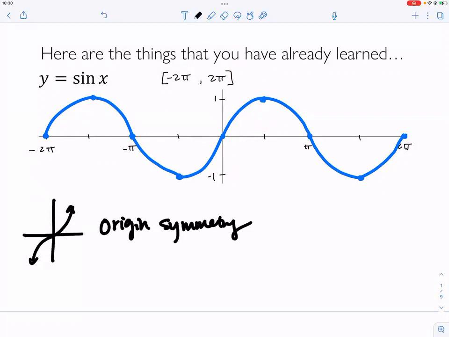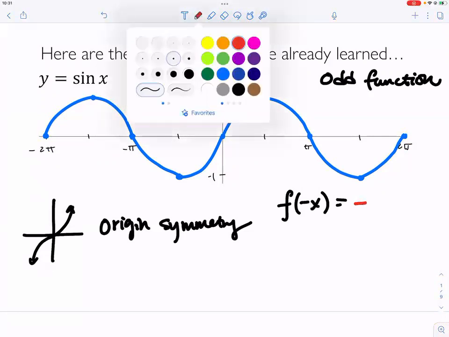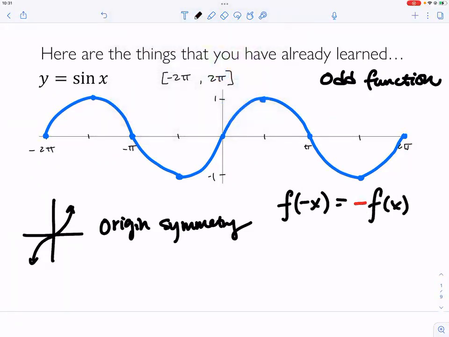Okay, so that's why we say sine x is an odd function. Now, there's another notation. I'm not sure if you remember. The notation is this: f of negative x is equal to negative of f of x. Well, on paper, this is how we annotate an odd function.